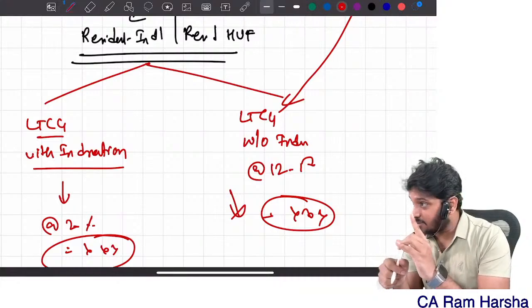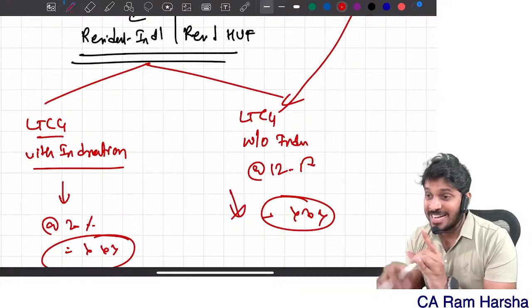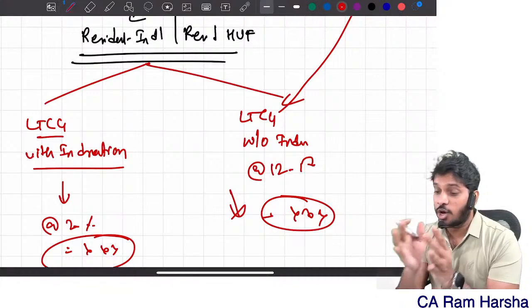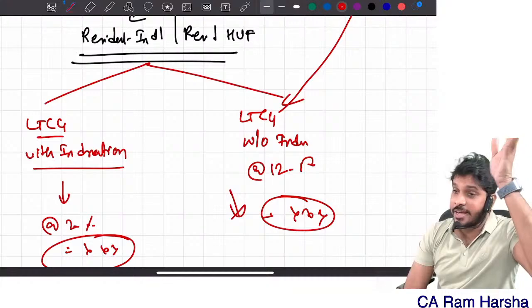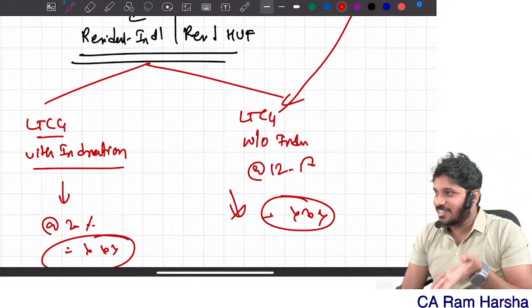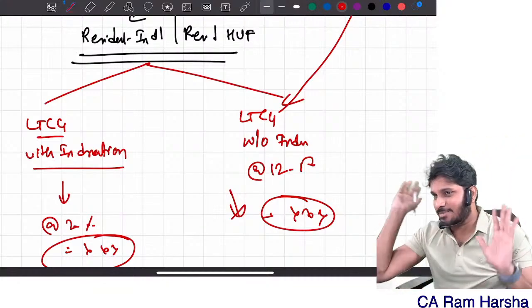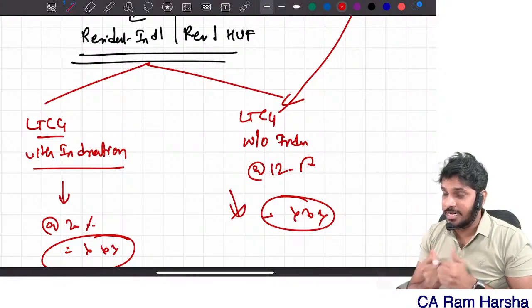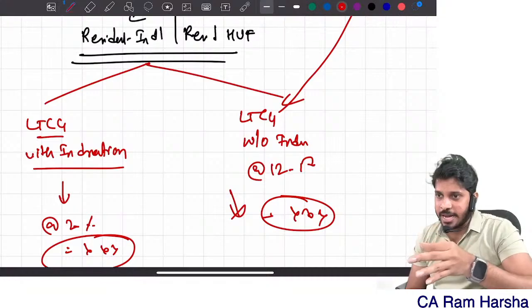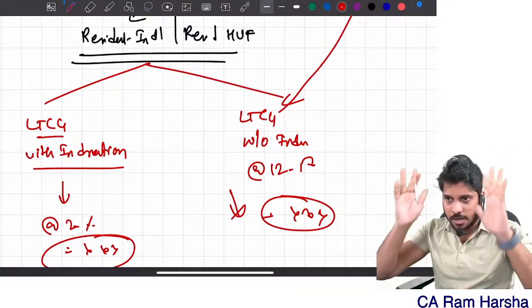Only resident individual, only resident HUF, selling land or building or both on or after 23rd July, which they purchased before 23rd July, which is a long term. See, if it is a short term, I don't have any problem. Straight away taxable at normal rates. Since it's a long term, I have a question. So first compute capital gains. In the answer problem computation, compute capital gains.